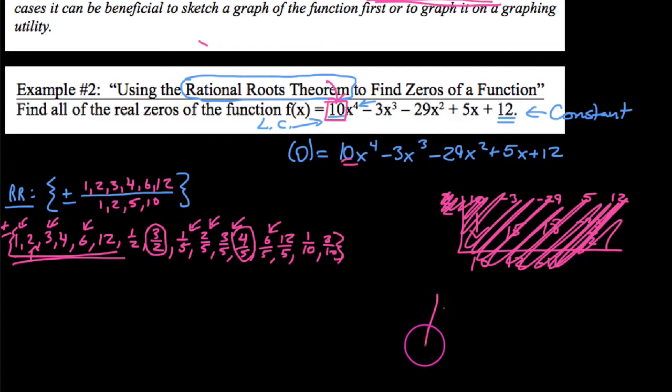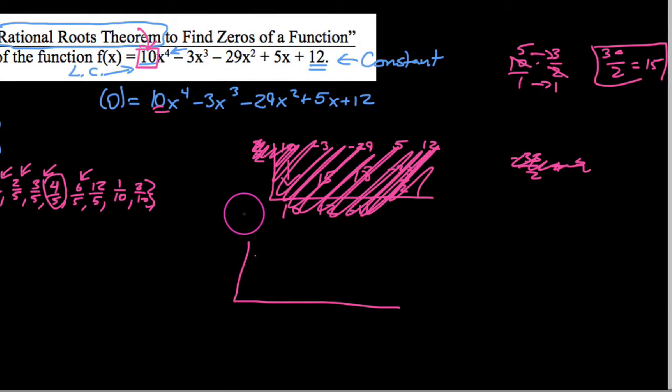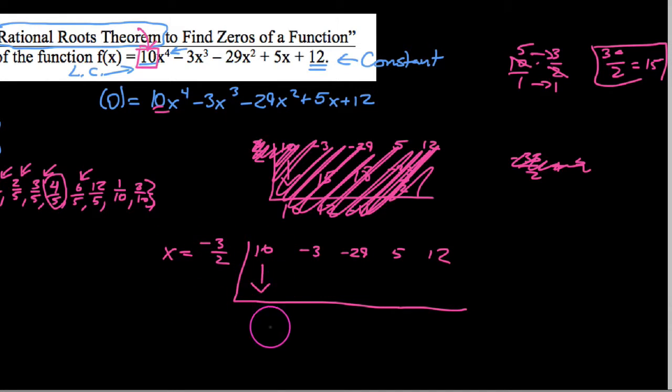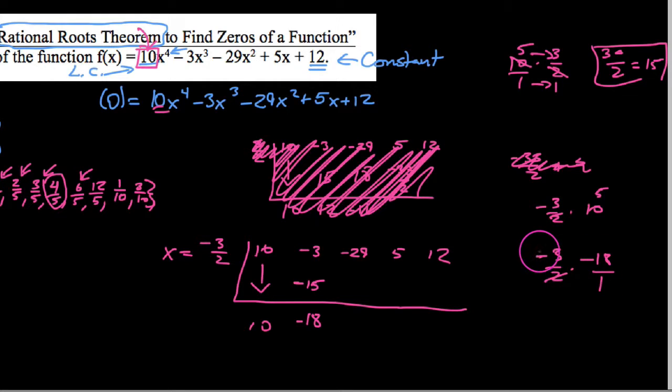We say negative 3/2. What we're going to do is insert our coefficients here into our array. So we say 10, negative 3, negative 29, 5, and 12. And then we'll put in our appropriate negative 3/2 here because that's the x value we suspect. We say carrying this down again, we say 10, negative 3/2 times 10. These would cross cancel. This becomes a 5, so we get negative 15 this time, which makes this a negative 18. Now, negative 18, if we take that times negative 3/2, these would cross cancel. We get a positive here.